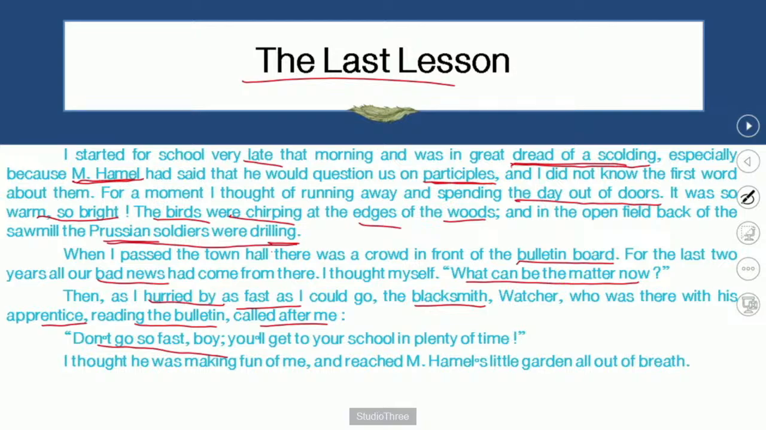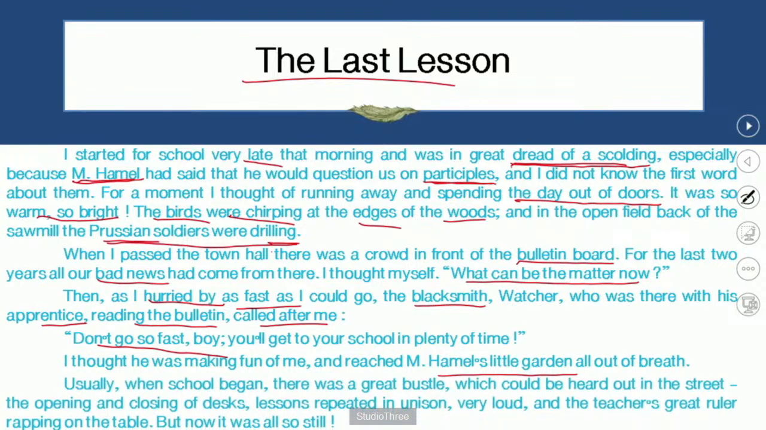Reaching there, Mr. Hamel, or M. Hamel, was waiting in the class with all the students. He reached Mr. Hamel's garden, where he lives with his sister. We'll go through that in the last paragraph of this text. So usually when school began, there was a great bustle. Generally we also notice in the assembly, each and every day before assembly, too much hustle and bustle. Students are gathering, enjoying, playing, running after each other.